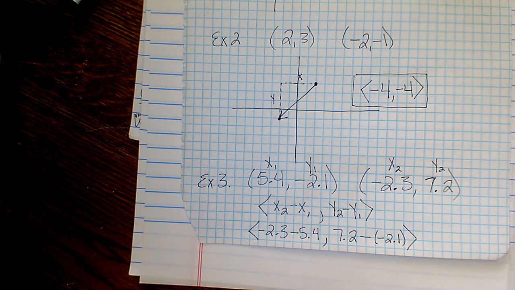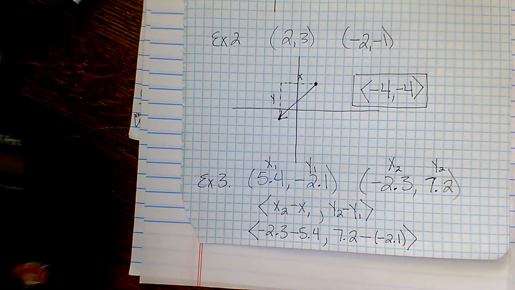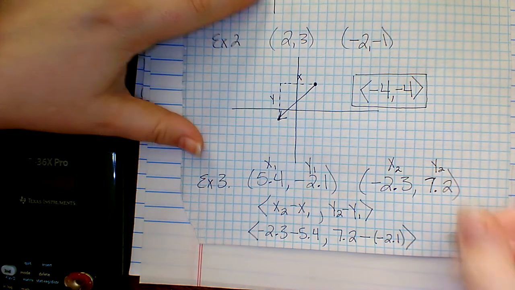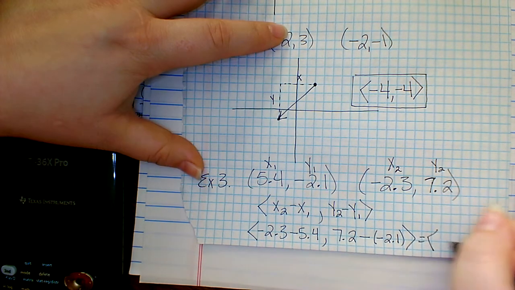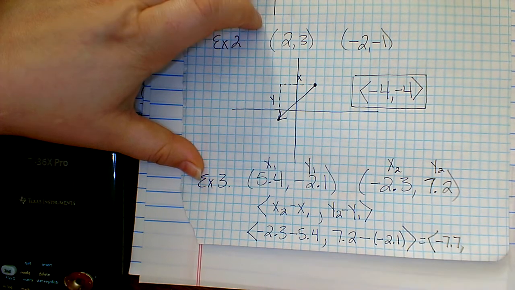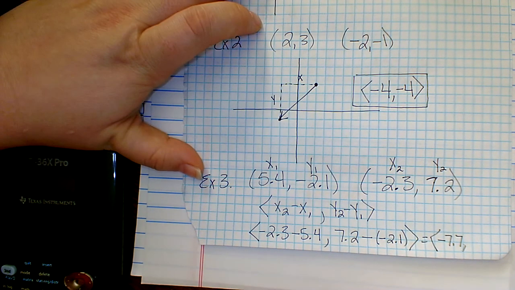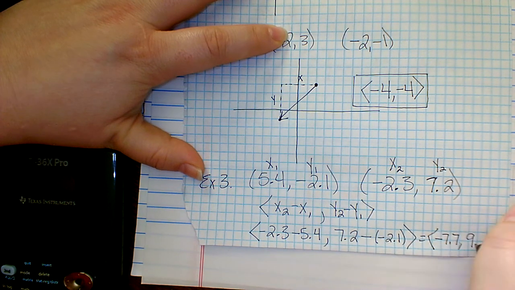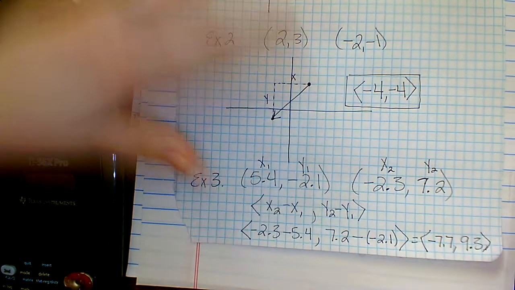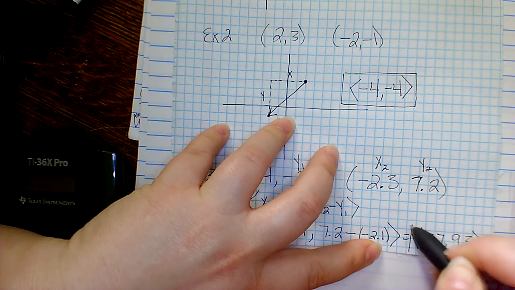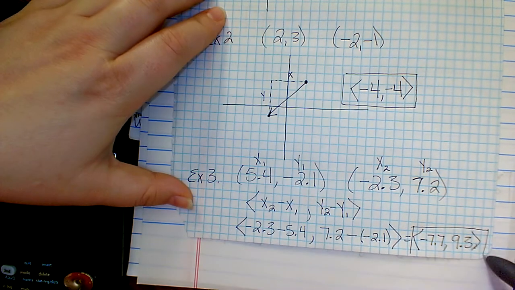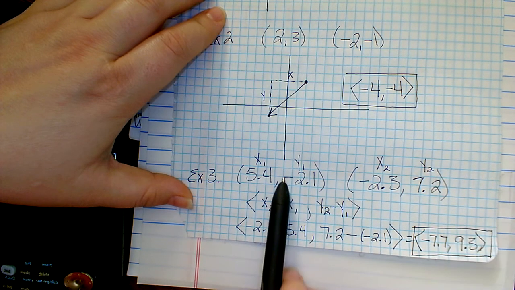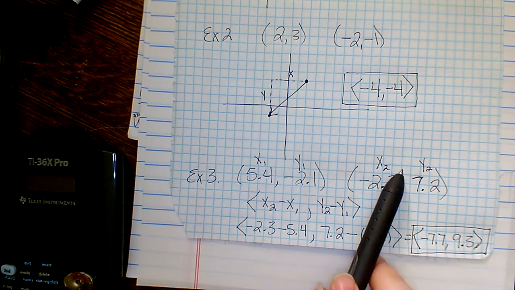So if we type it in, negative 2.3 minus 5.4, we get an x component of negative 7.7. And then if we do 7.2 minus a negative 2.1, we get a positive 9.3. So <-7.7, 9.3> is the component form for the vector that starts at this ordered pair and ends at that ordered pair.